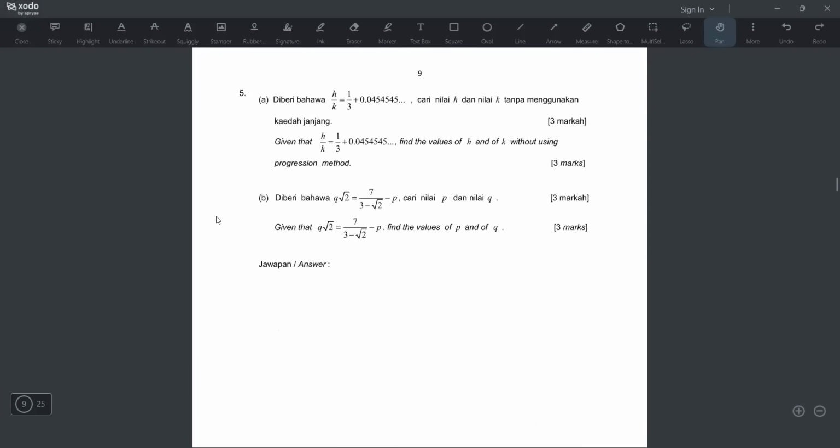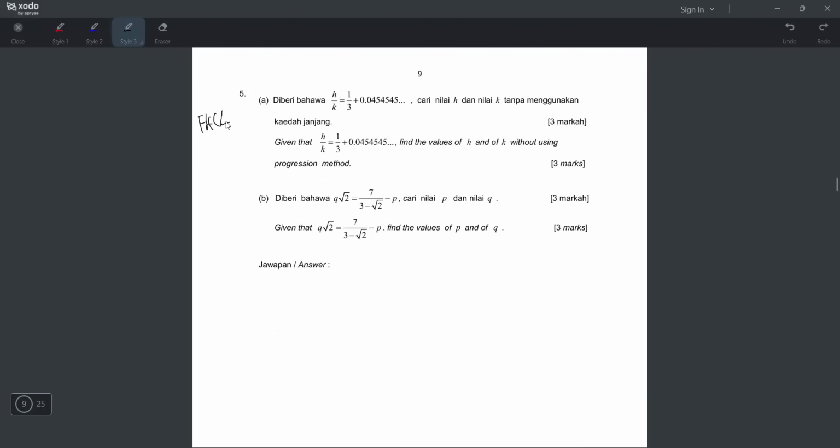Okay, let's do number 5. This one looks like, okay, I see square root without using progression method. This one is the Form 4 chapter 4: Indices, surd, and logarithm.